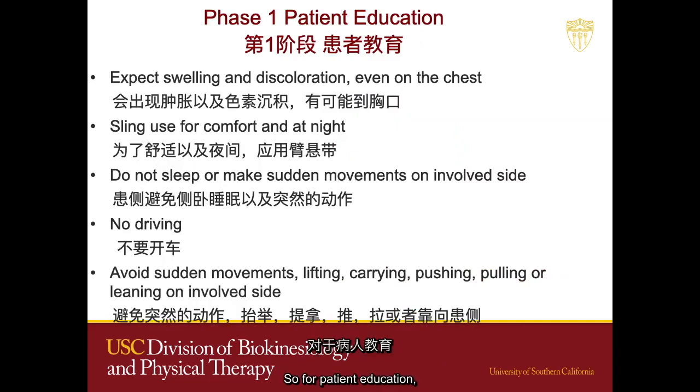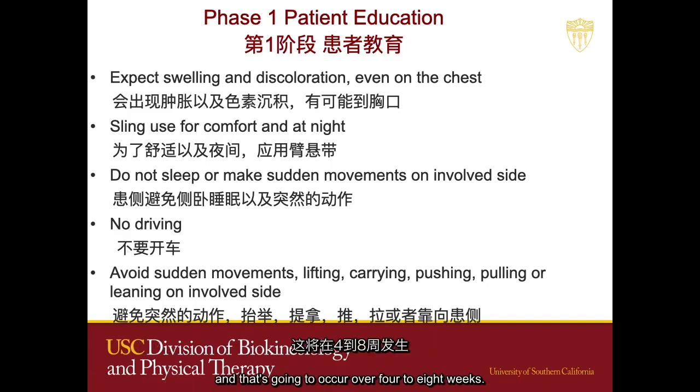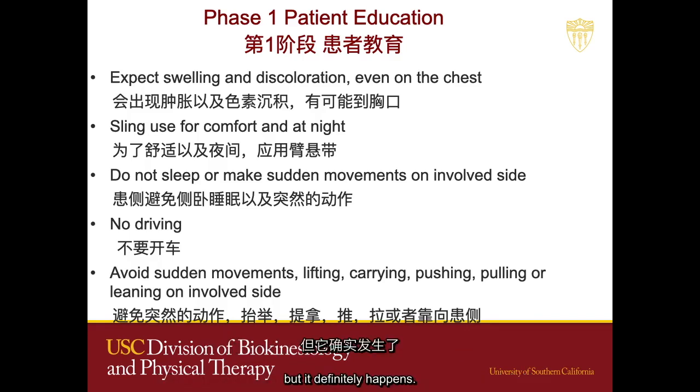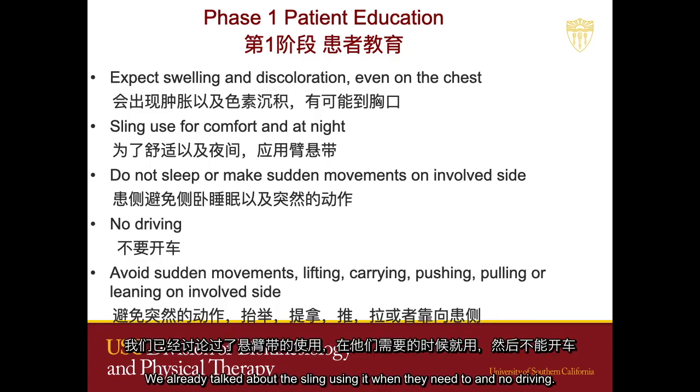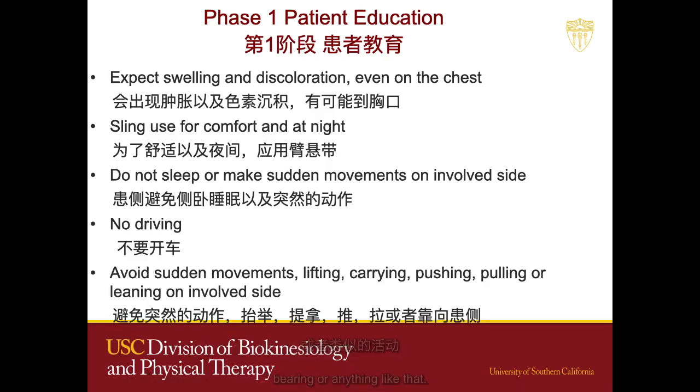So for patient education, there's lots of it, like I said, and especially in this first phase. The patient needs to recognize that they're going to have swelling and discoloration even on the chest, and that's going to occur over 4 to 8 weeks. I don't think people expect their chest and their back to get so irritable, but it definitely happens. We already talked about the sling, using it when they need to, and no driving. And then we really want to make sure we're avoiding any sudden movements, including a little bit of weight bearing or anything like that on the involved side.